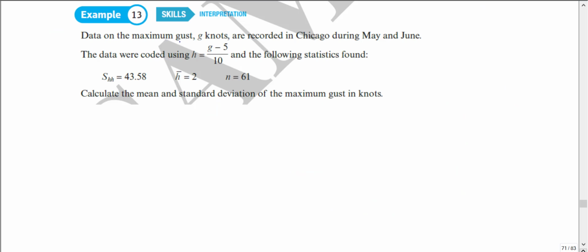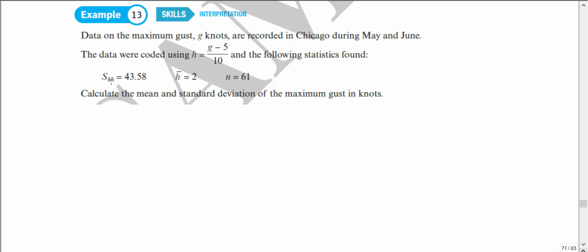Data on the maximum gust. Gust is like wind. Data on the maximum gust, G knots, are recorded in Chicago during May and June. The data were coded using H equal G minus 5 over 10. So what's the original here? The original is G. What's the coded? It's H, not like Y. H here is like Y. Okay, so they are using H. And the following statistics found.